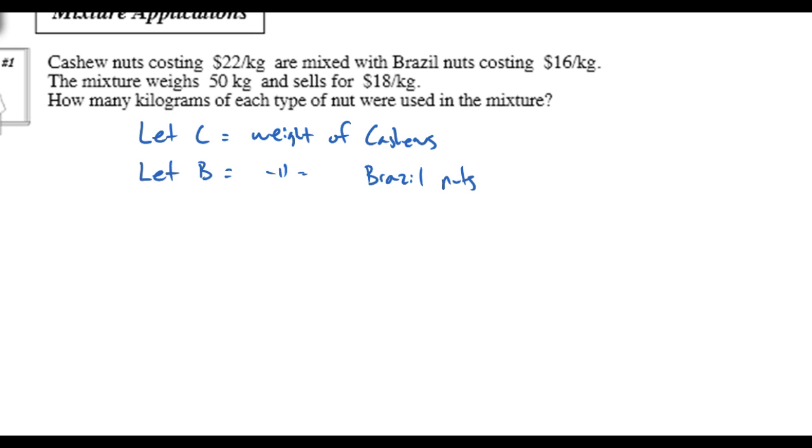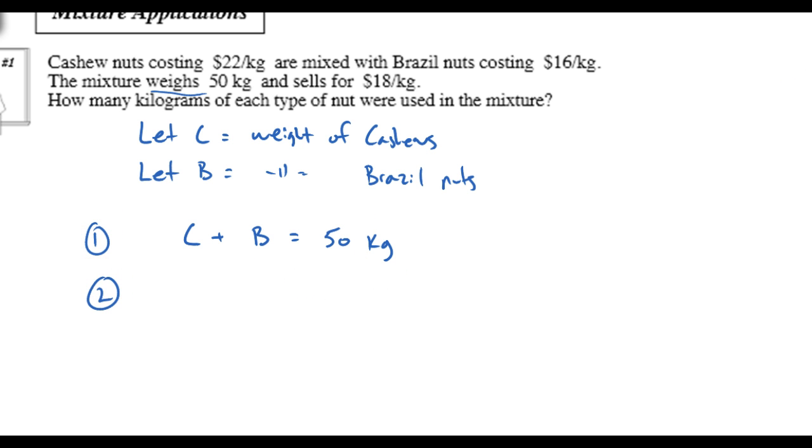So our first equation is relatively straightforward. We're just going to add those two weights, the cashew nuts plus the Brazil nuts, to get the entire mixture, which is 50 kilograms. Okay. The second equation is a little bit harder.